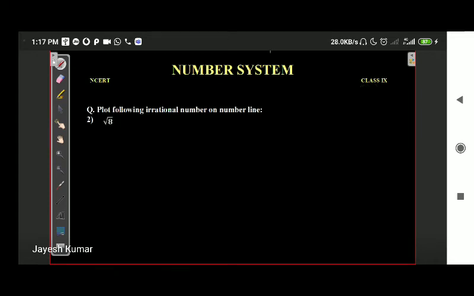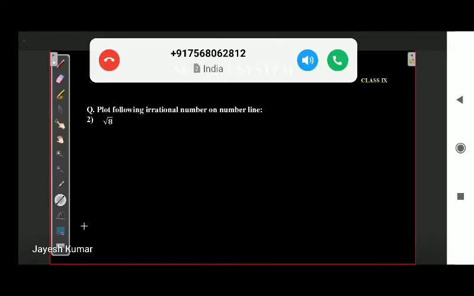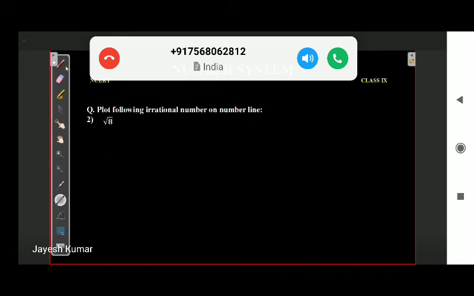Next question. Today we are just going to go through these irrational numbers. First of all, what we do is we draw a number line. We have to plot under root 8 this time. So first of all, let's draw a number line.